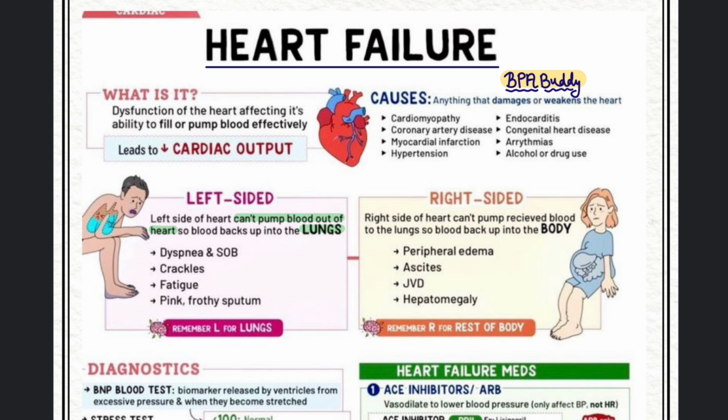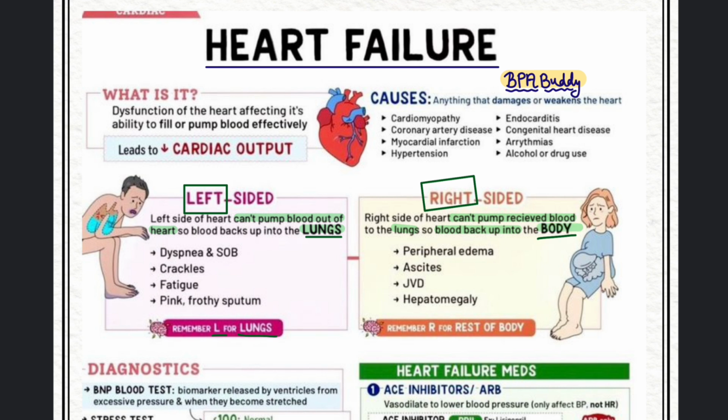And you can remember it this way: L for lungs. When the left-sided heart cannot pump the blood, it backs up into the lungs. Whereas the right side of the heart can't pump received blood to the lungs, so the blood backs up into the body, meaning the blood stays in the body itself.